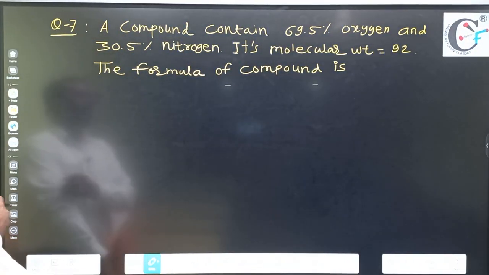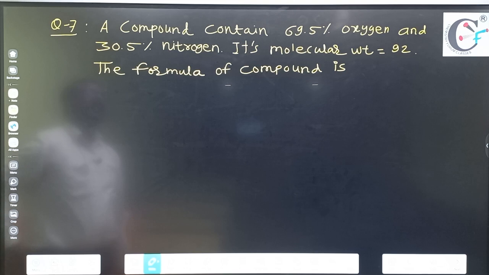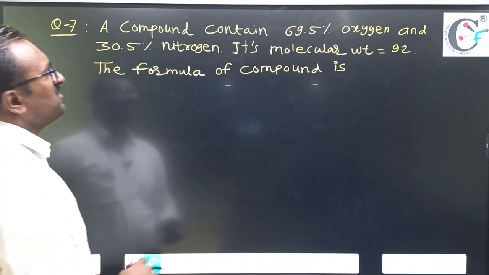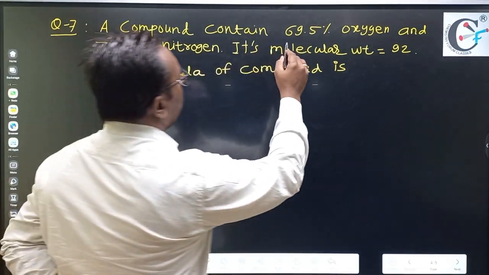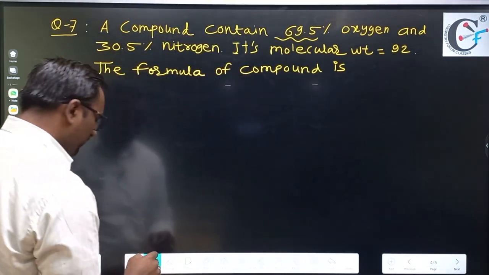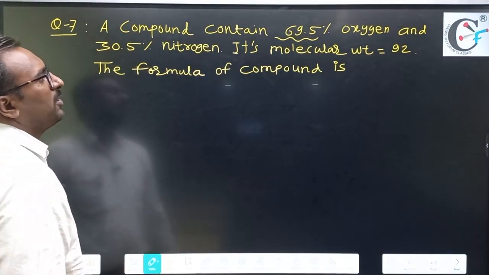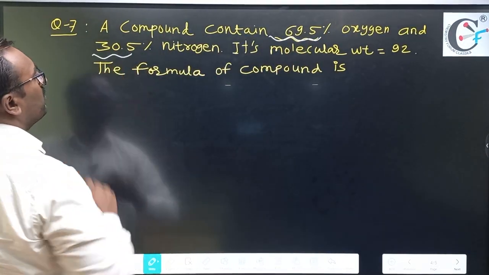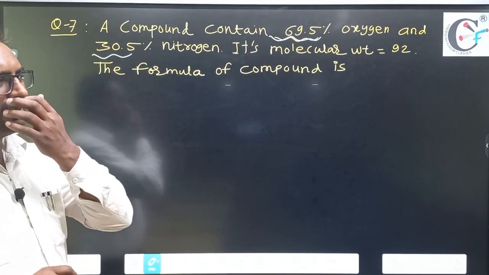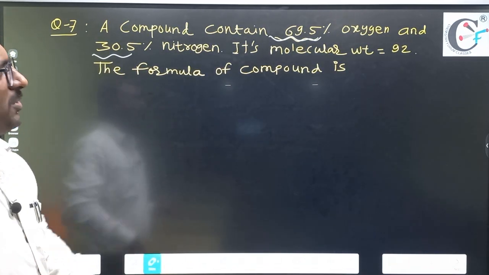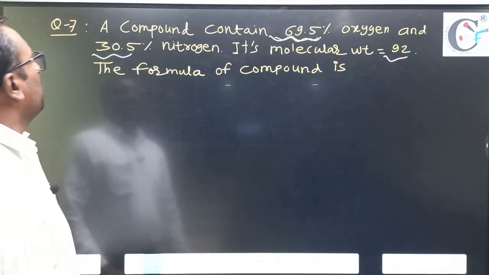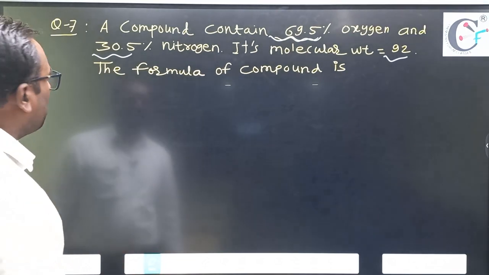Now, again same type of problem, we have to calculate the empirical formula of a compound. We have the same steps. A compound contains 69.5 gram of oxygen and 30.5% of nitrogen. So, convert this percent quantity into gram quantity. The molecular weight of the compound is 92. So, calculate the formula of the compound, meaning the molecular formula of the compound.